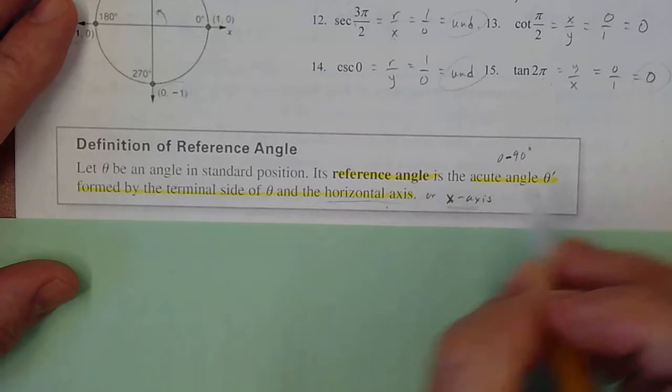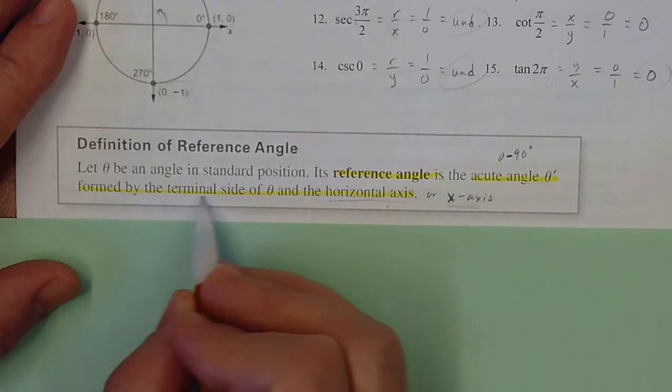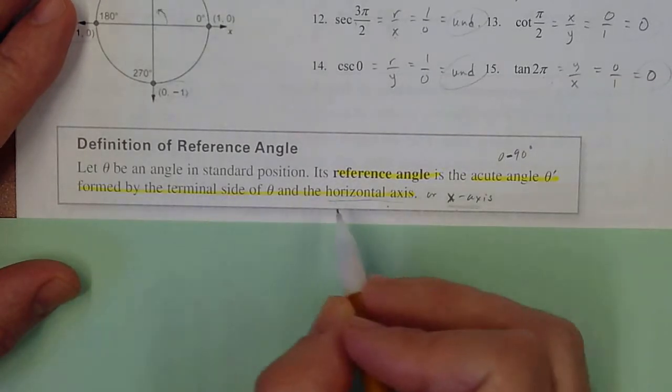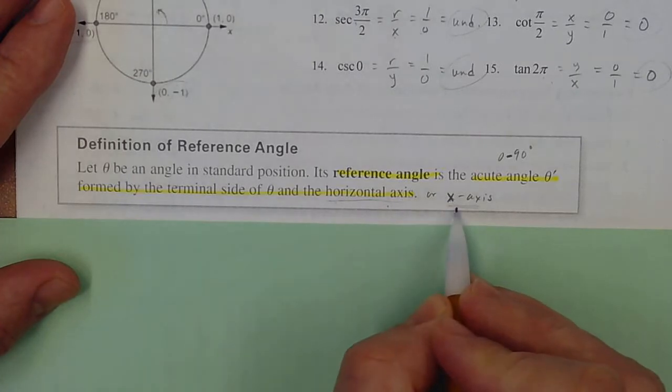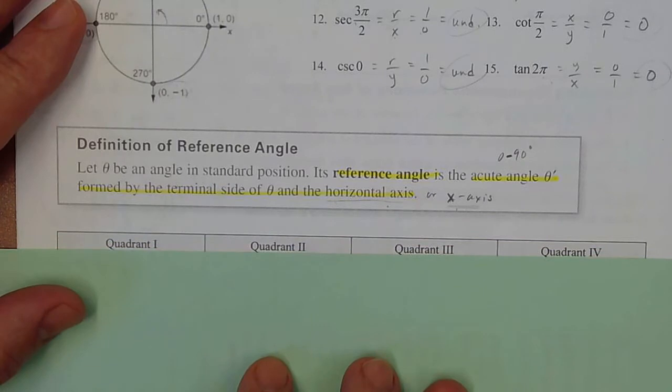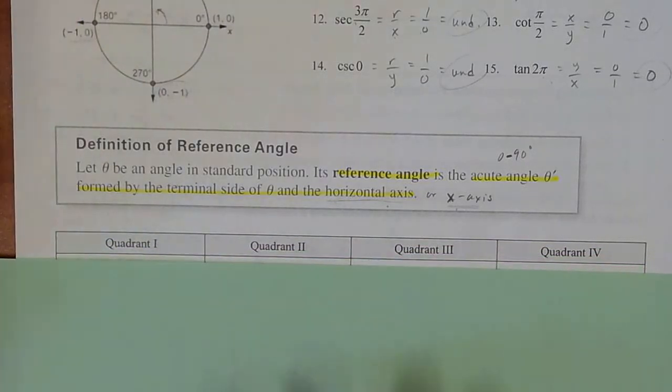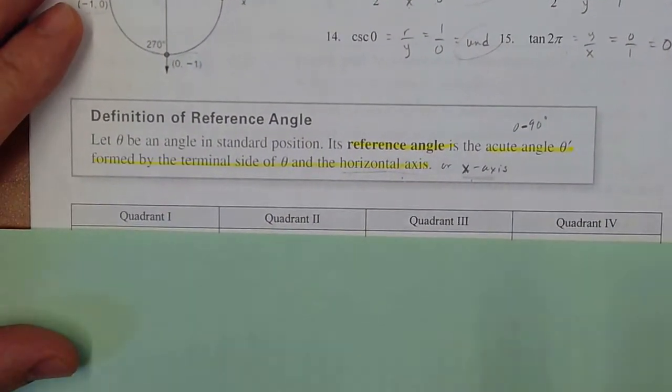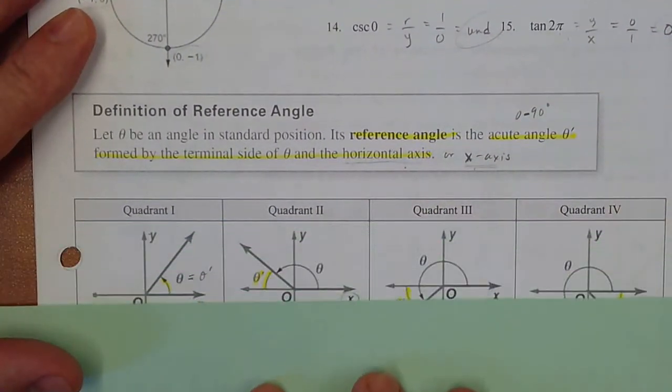It's the angle formed by the terminal side, the ending side of the angle, and the horizontal axis, or x-axis. That's it. Early on, it might seem kind of weird, like, why are we finding these reference angles? Trust me, I'll tie it in tomorrow. I'll show you how reference angles are paramount in finding all kinds of different trig functions. We will use it and tie it in tomorrow. Today, just focus on that definition, focus on the skill.